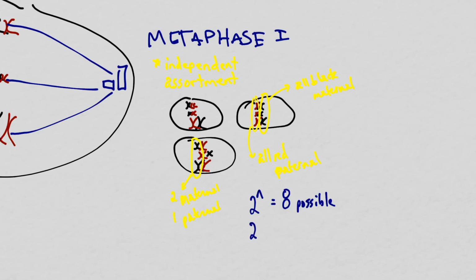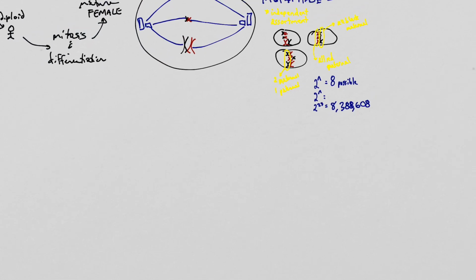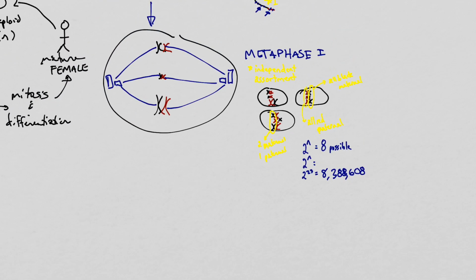Now imagine with humans, our n is 23. 2 to the 23rd, that's a big number. Everybody pause for a minute and try to calculate that. 2 to the 23rd is 8,388,608 possible combinations of just maternal and paternal chromosomes. That doesn't even include the variations that we get with crossing over. All right, that was metaphase 1. Like I said, the rest of this is going to be pretty quick.